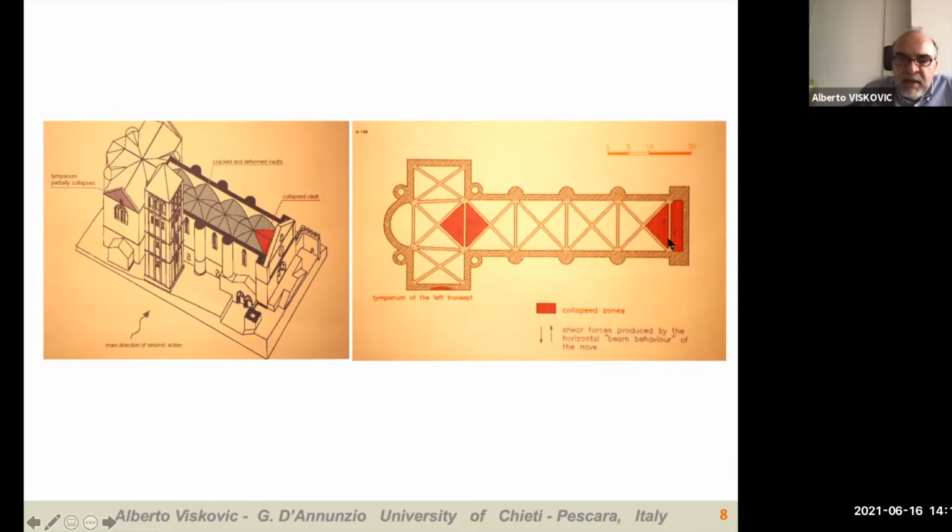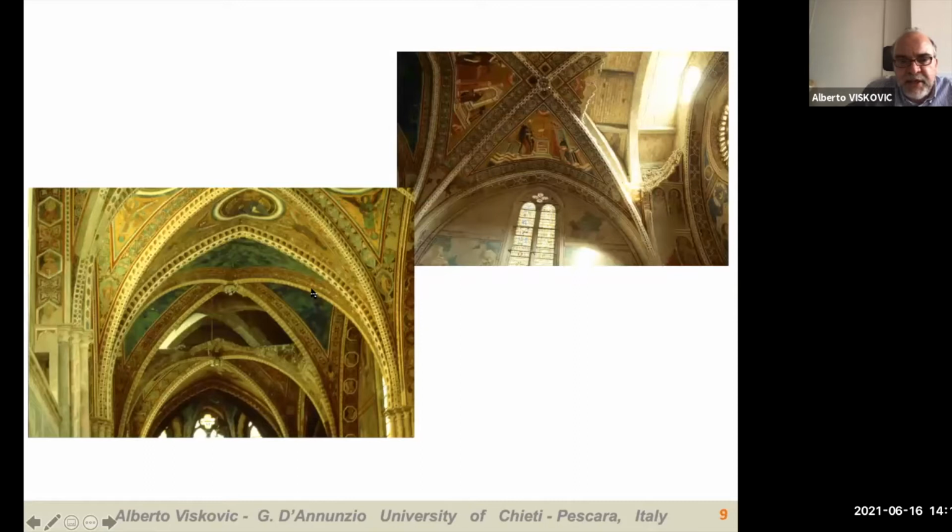Here we have two photos. On the right, the collapse near the facade, and here the collapse near the transept. We can see that the transversal arches are Gothic arches, while the diagonal arches are nearly circular arches. So we know that Gothic arches are much weaker with respect to horizontal actions than circular arches.